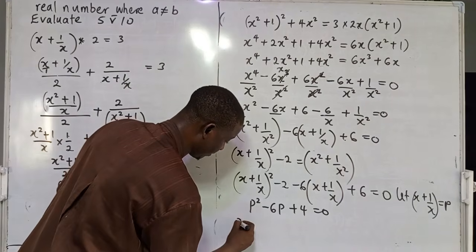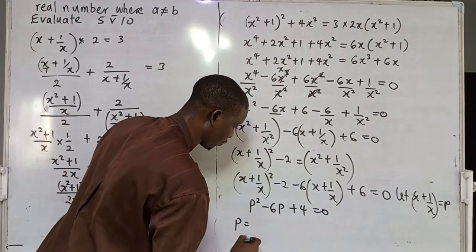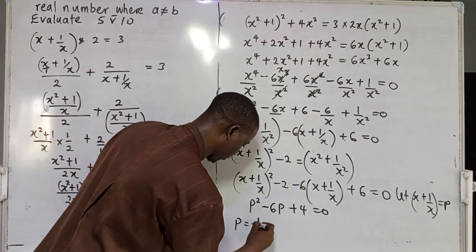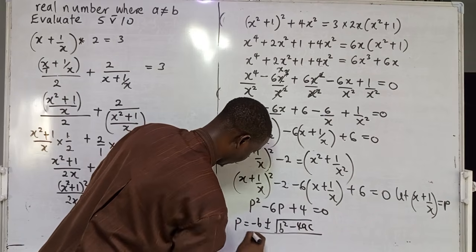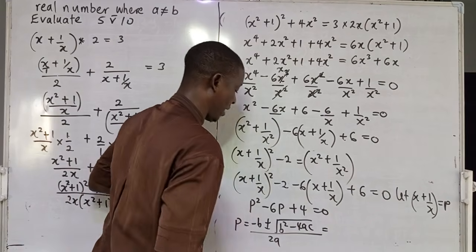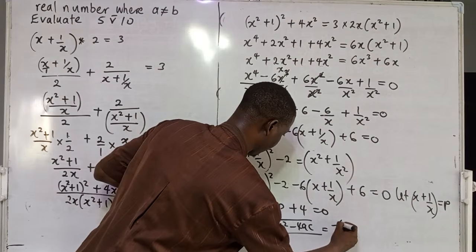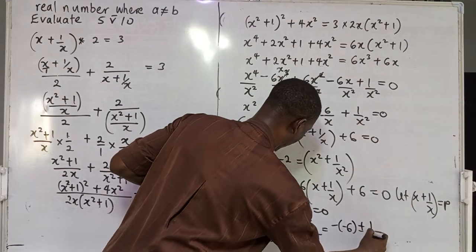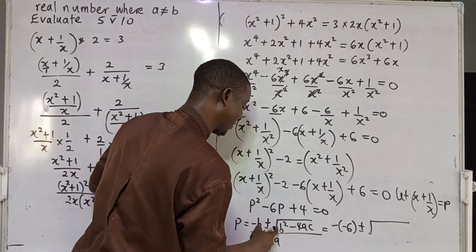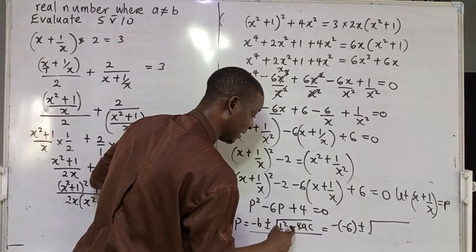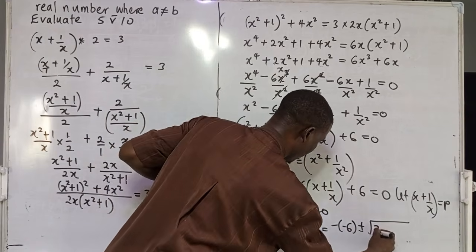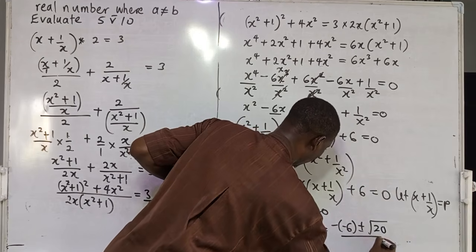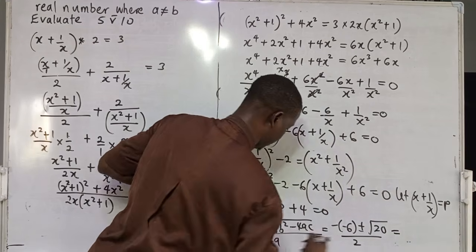If you solve for p using the formula, you are supposed to have minus b plus or minus square root of b squared minus 4ac, all over 2a. You can use your calculator. So what do we have? Minus 6 plus or minus square root of what? Minus 6 squared is 36, and 36 minus 4 times 1 times 4, which is 16, gives square root of 20, all over 2 times 1, which is 2, since a is 1.